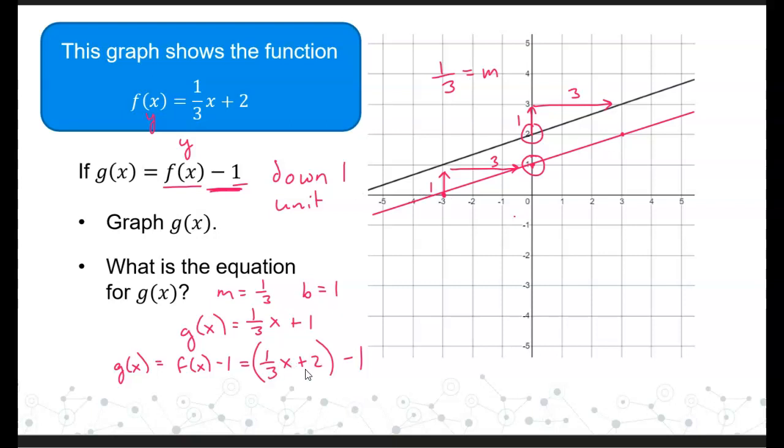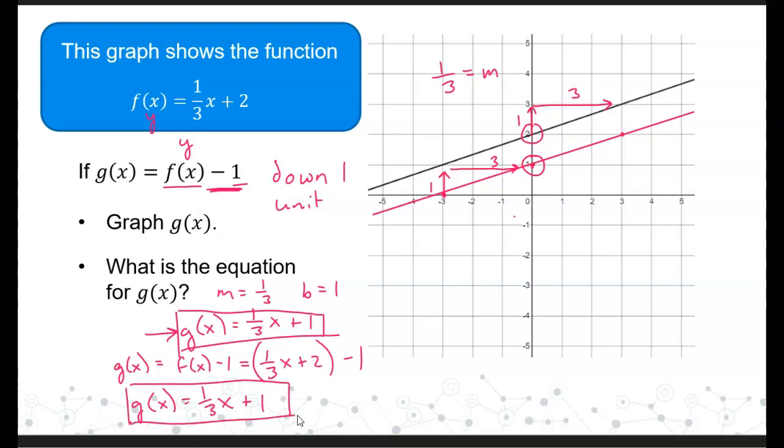Now we can simplify this, right? We don't need the parentheses because we're just adding and subtracting. But we could simplify plus 2 minus 1. 2 minus 1 is just positive 1. So overall, we would get 1/3 x plus 2 minus 1 is going to be plus 1, which you'll notice is the exact same equation we got when we looked at the graph. So this works both algebraically and graphically. You could find the equation either way, whichever way makes more sense to you. We just subtracted 1 from this function because we shifted it down.